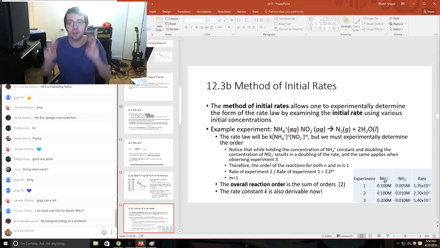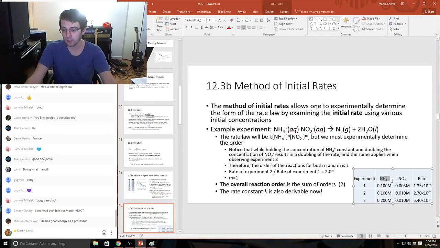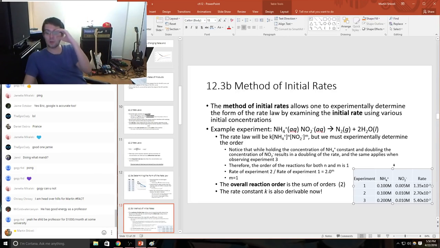And you can see that we call that the initial rate. If you do several experiments where you vary the concentrations of each of the reactants, you can tell what the rate law is supposed to look like. In this case, we have the ammonium ion and nitrogen dioxide. In the first experiment, we have 0.1 molar ammonium and 0.005 molar nitrogen dioxide.